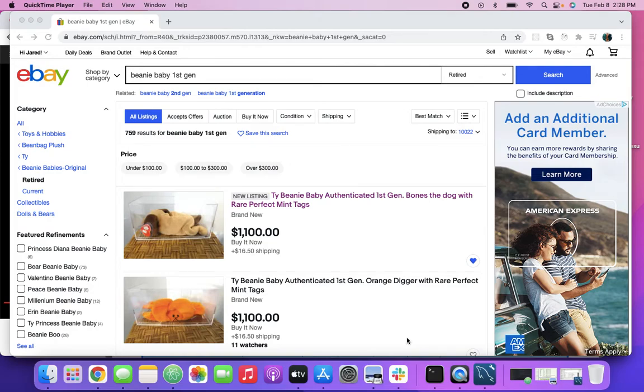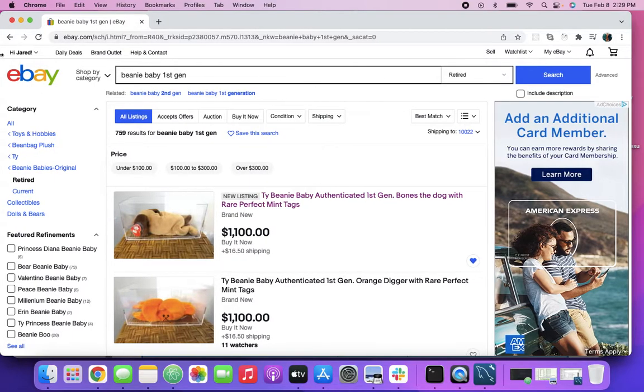Beanie Fanatic here. I wanted to go through an eBay exercise, if you're confused on which Beanie Babies are actually valuable in this day and age, to show how to go through eBay and check to see which ones actually are. Now, it's a pretty easy search. You type in Beanie Baby First Gen.